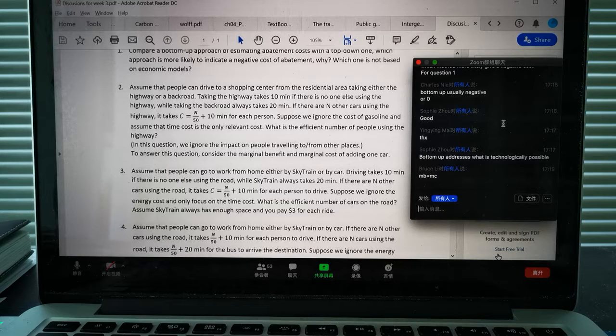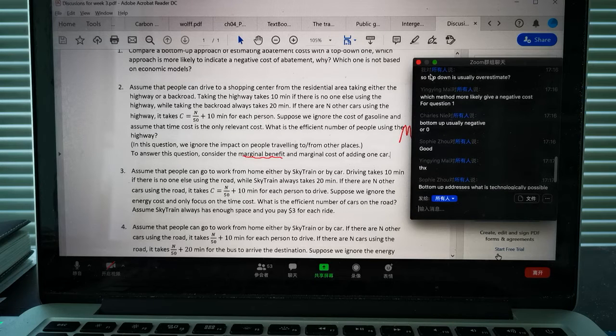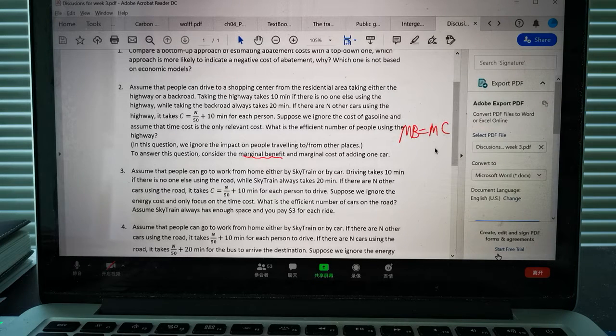Marginal benefit is equal to marginal cost for the society, right, for everyone. Now, we can focus on the marginal benefit first. The marginal benefit of adding one car. What is the marginal benefit of adding one car?